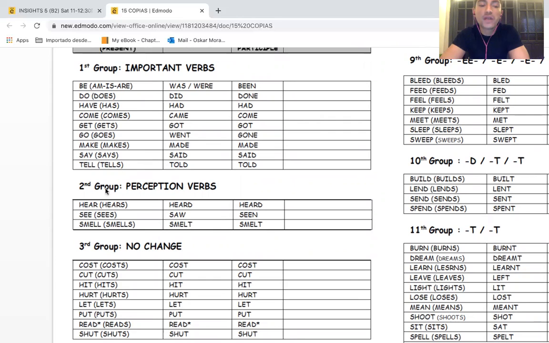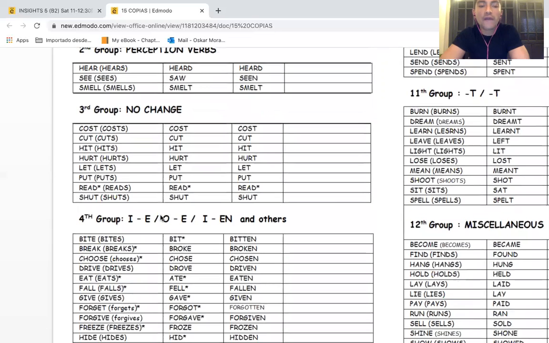So here we have hear or hears for he, she, and it turns into heard. See or sees turns into saw. Smell or smells turns into smelt with a T. These are perception verbs or senses verbs. So that's in case you use your senses, hearing, seeing, smelling.